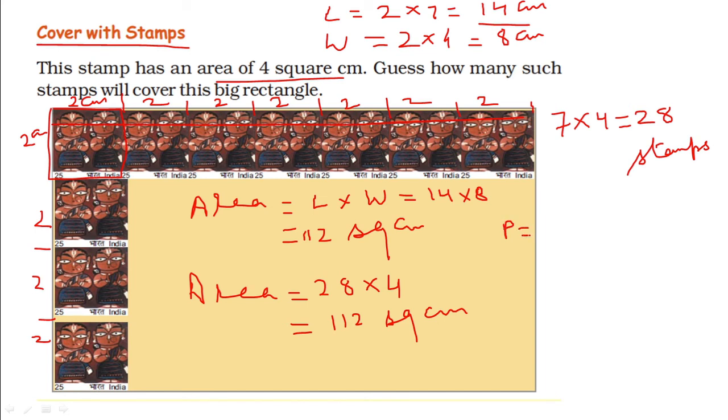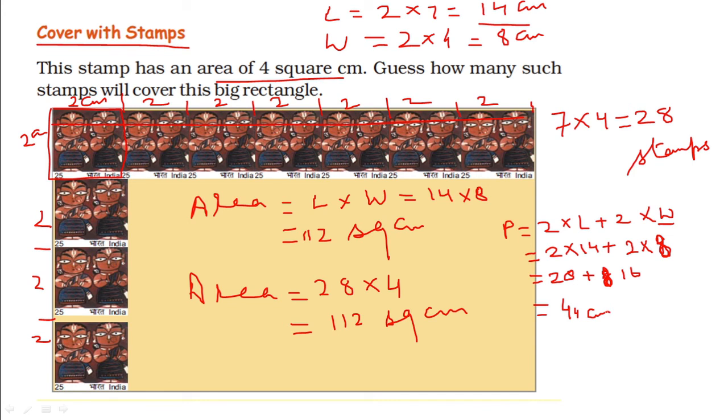Now what is the perimeter of the bigger rectangle? Perimeter is 2 into length plus 2 into width. 2 into length is 28 centimeter plus 2 into width. Width is 8, 2 eights are 16. So 28 plus 16, 44 centimeter. So the perimeter of the rectangle is 44 centimeter.